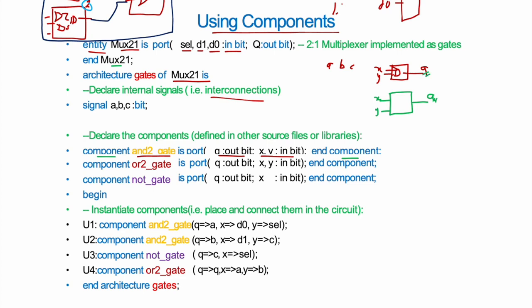Then the last one was the NOT gate. That is also another component, NOT. You have one input, which is X, and one output, which is Q. Now at this point, we've simply copied and pasted our entity names and written them as components, by simply replacing some bits of the entity declaration. Now we have to show how these are connected.